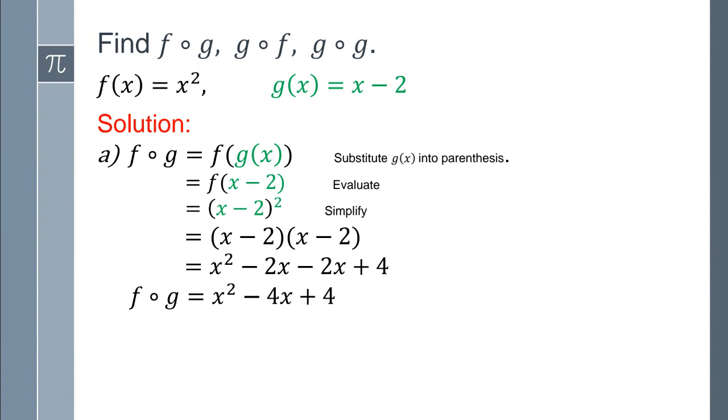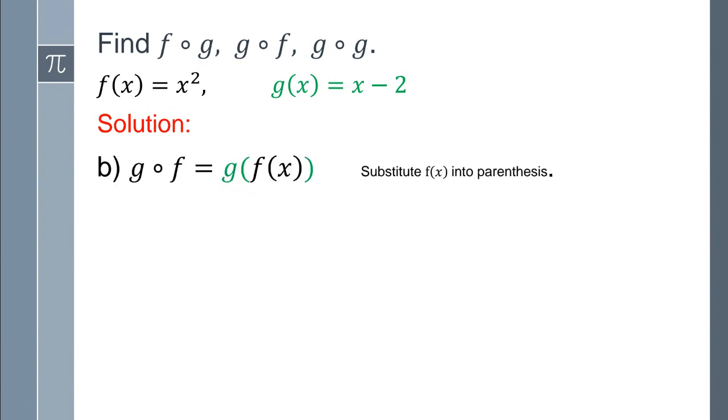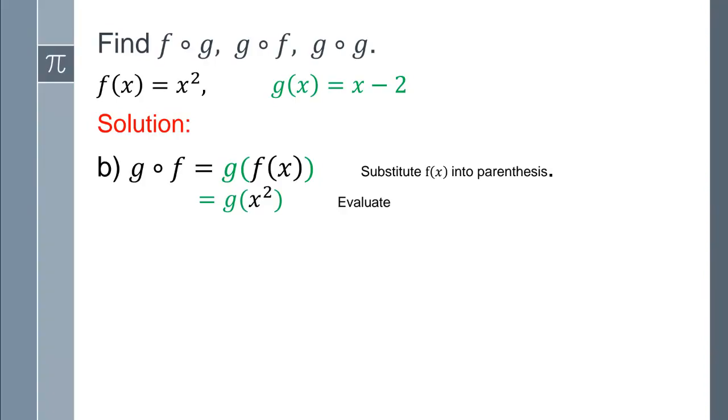Okay, let's go ahead and do g of f. Again, I have function g, and everywhere I see x, I'm going to plug in function f of x. So I have x minus 2 for g of x, and I'm going to plug it into this function, x minus 2. So we have x squared minus 2. I simplify, cannot combine like terms, so my answer is just that. It's going to be x squared minus 2.